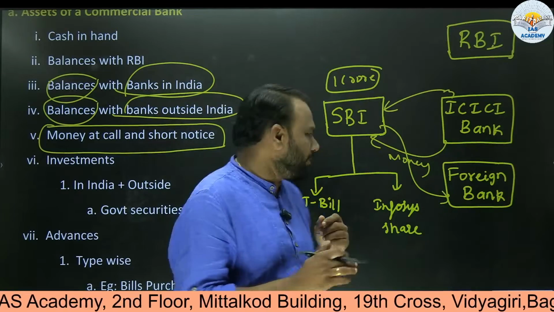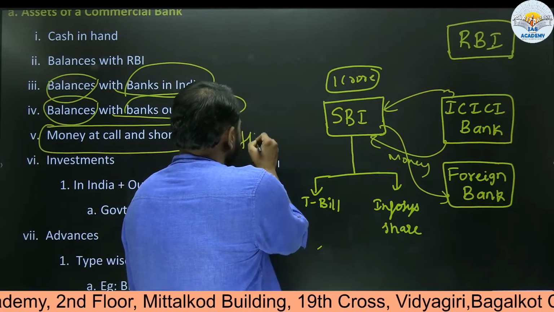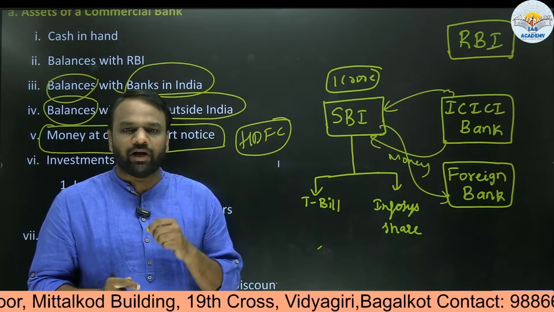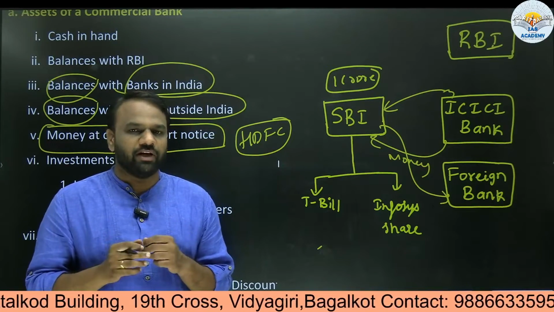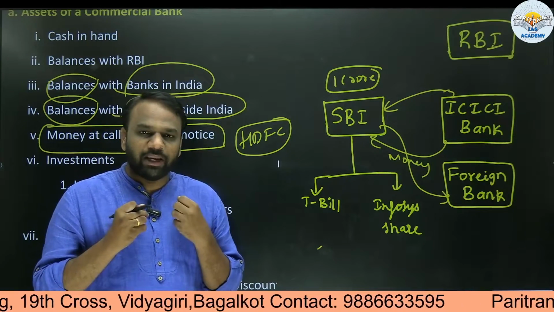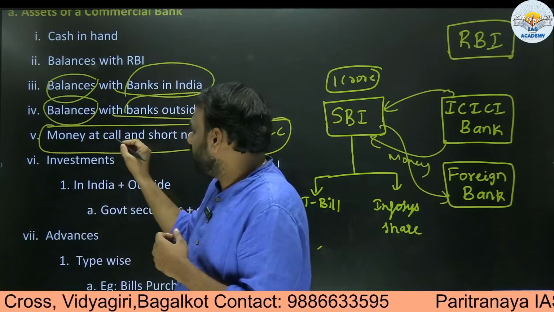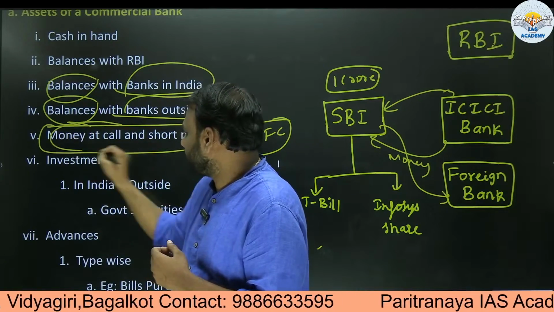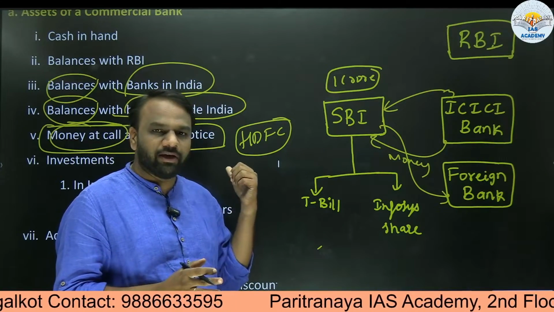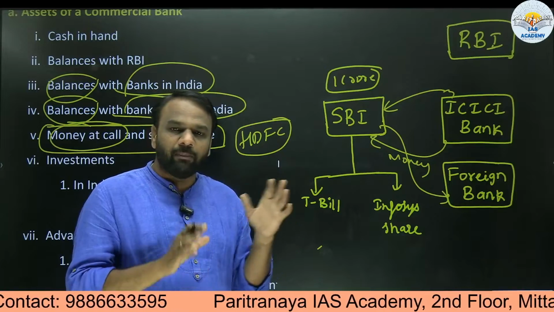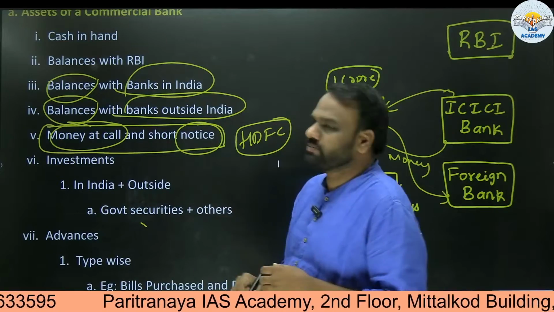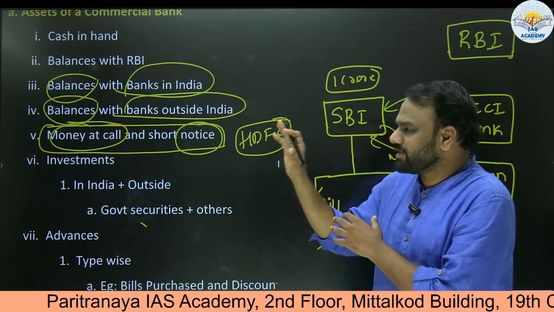Let us consider an example of HDFC Bank. Let us assume HDFC Bank is short of money. It requires money for either 1 day or for 14 days. If it requires money for just 1 day, it can borrow from a market we call the money market or call money market. And if it requires money for more than 1 day, but up to 14 days, then it can borrow the money from the notice money market. Again, we will discuss this in detail later.